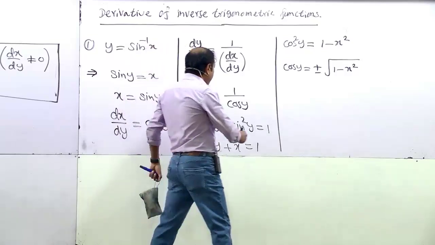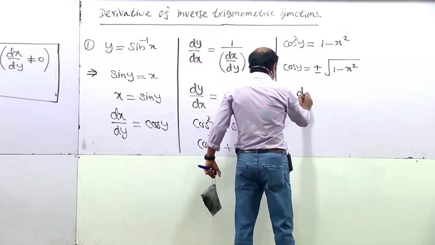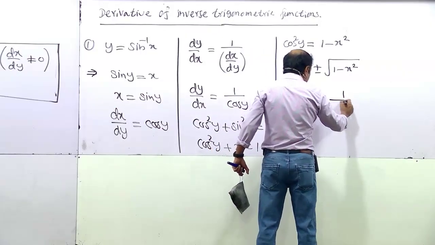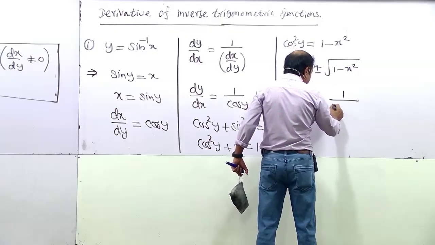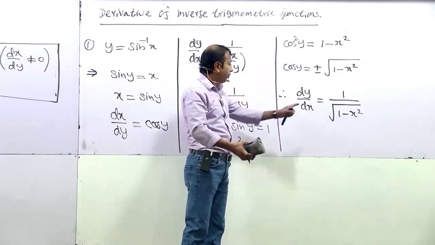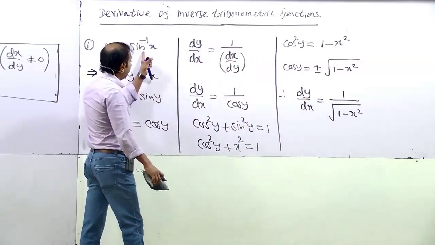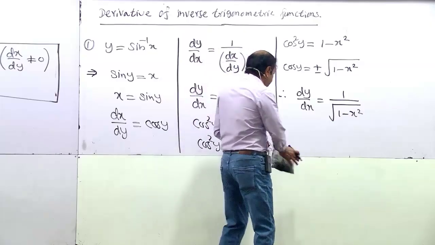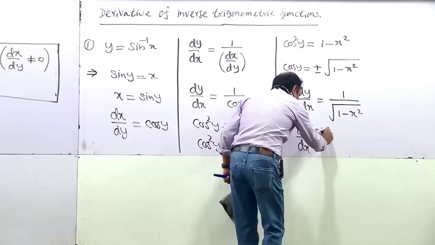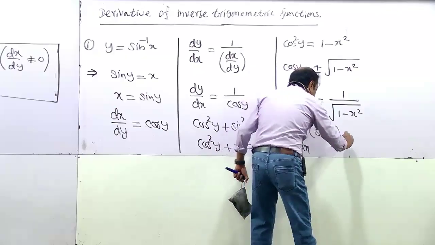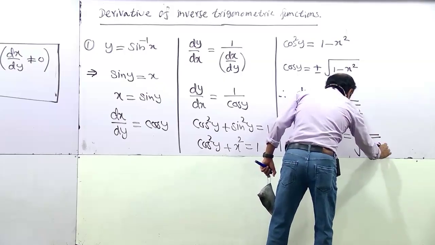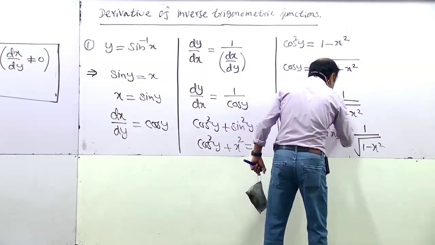Therefore, dy over dx equals 1 over, we take the plus sign, square root of 1 minus x squared. What is y, people? y is this sin inverse x. Then we can write that result: d over dx of sin inverse x equals 1 over square root of 1 minus x squared. This is the next result.